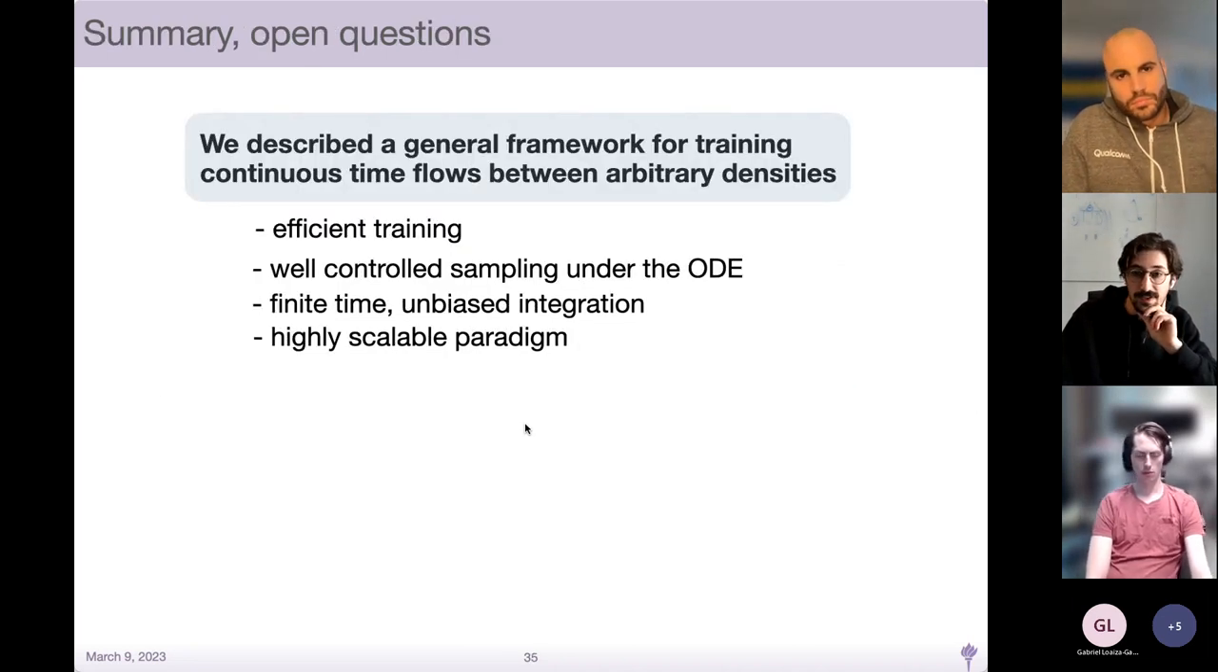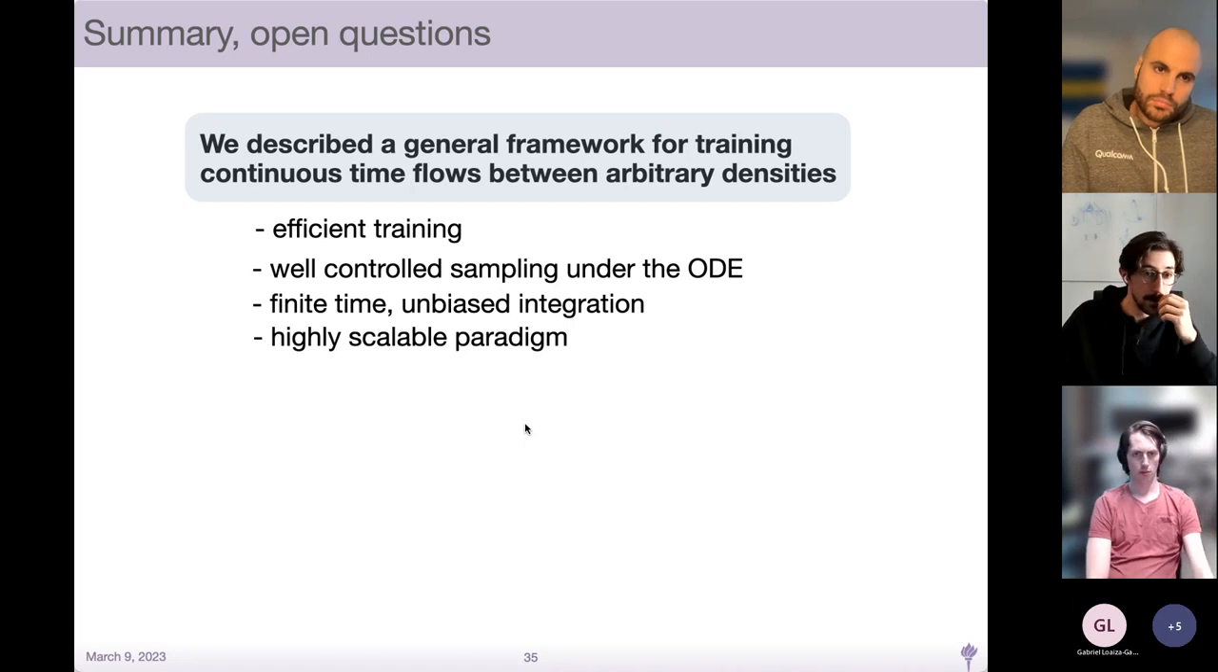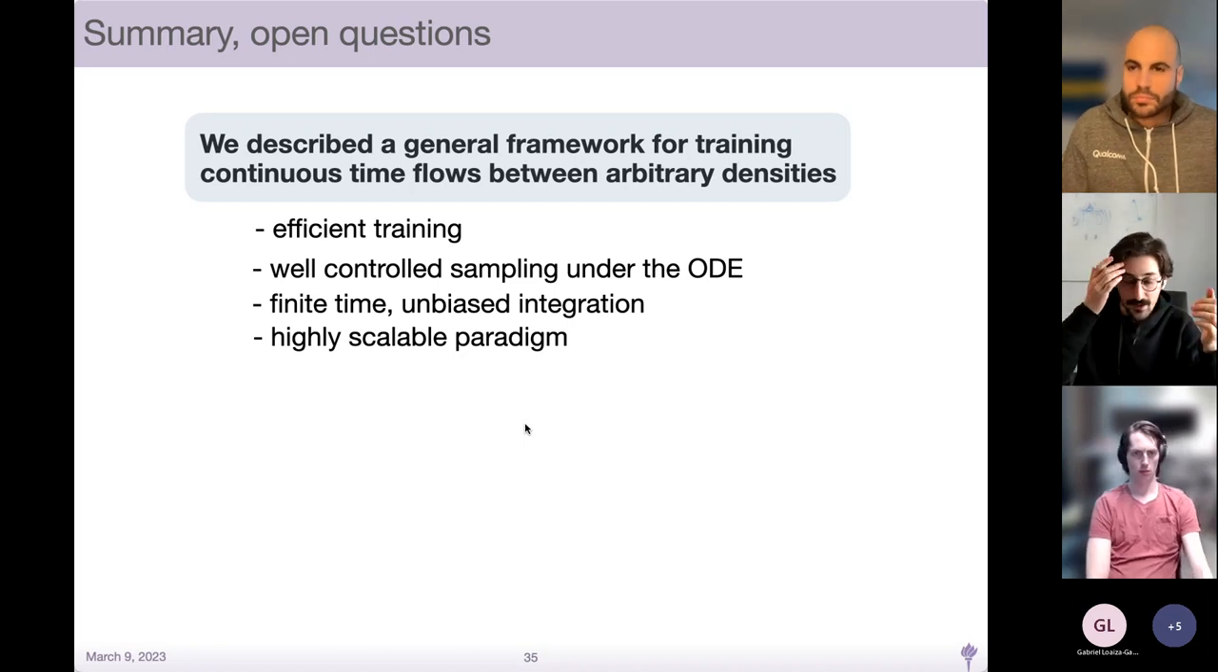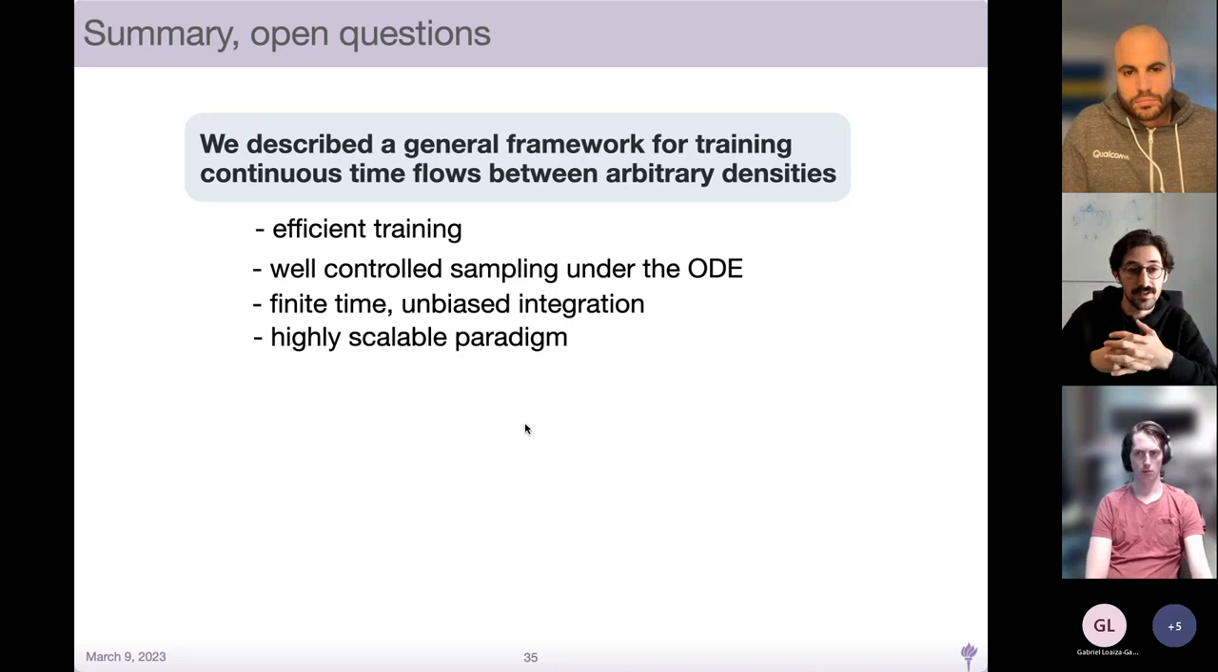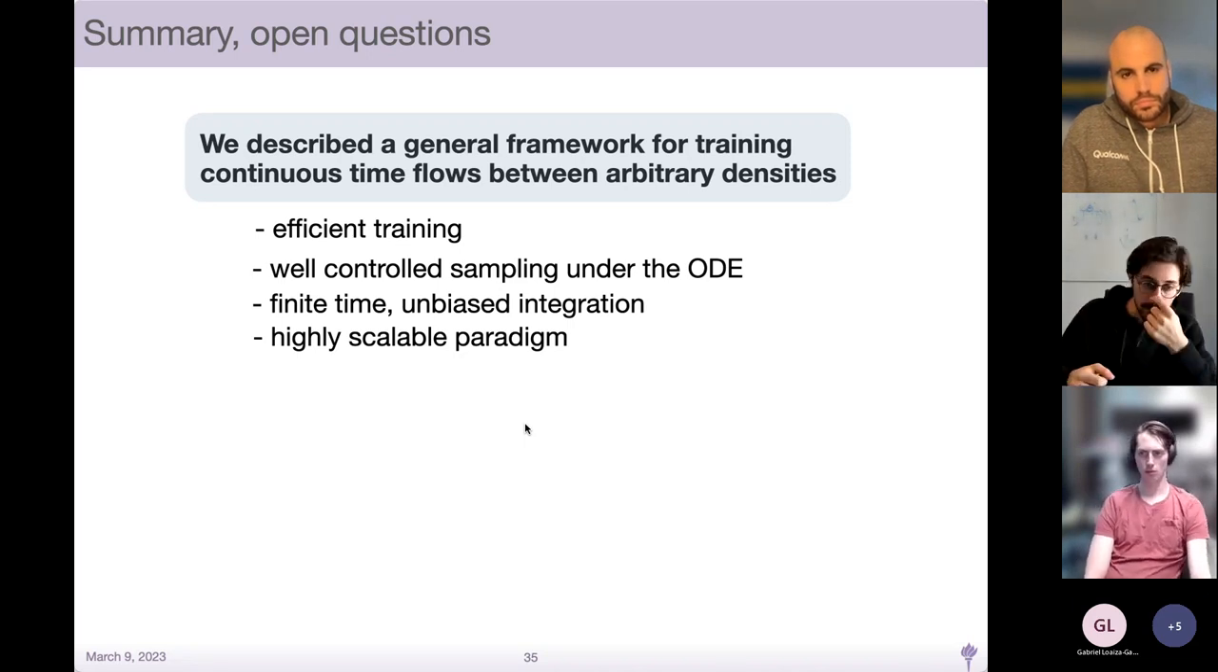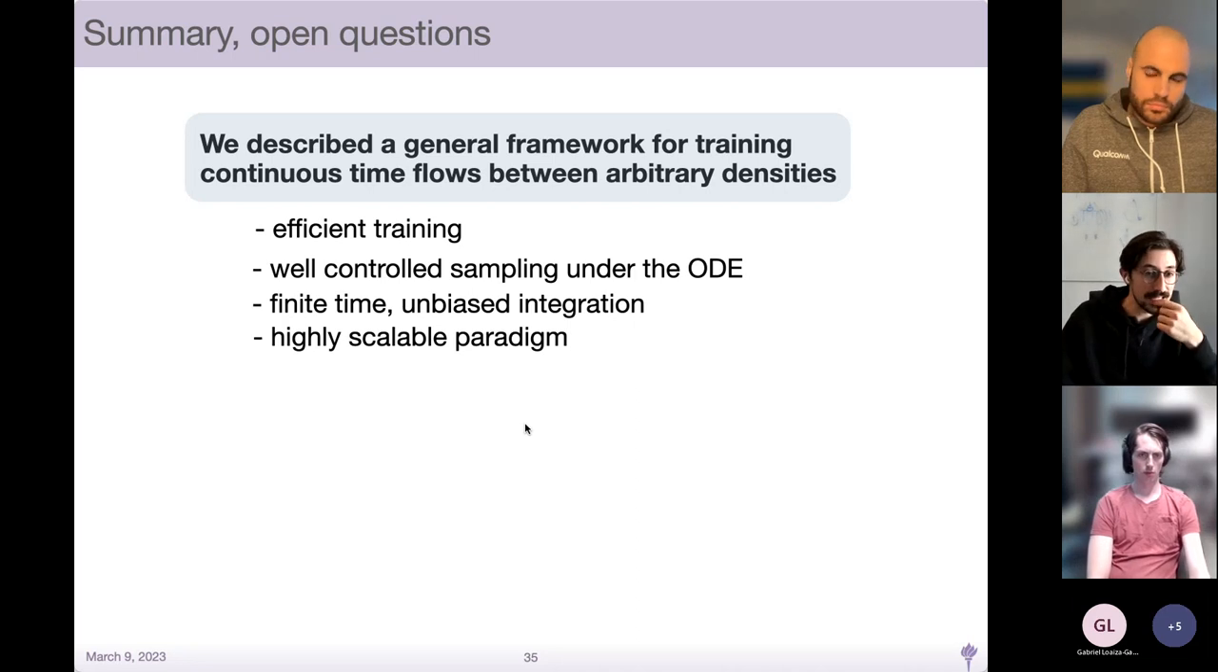Okay, so just as a summary of what I was talking about here, we're trying to describe a general framework for training continuous time flows between arbitrary densities. We take inspiration from the score-based diffusion model because the paradigm they set up there allows for a very straightforward optimization procedure. But now we have some efficient training of continuous time flows and have a more controlled sampling paradigm than the diffusions might, because SDE integrators are just harder to work with.